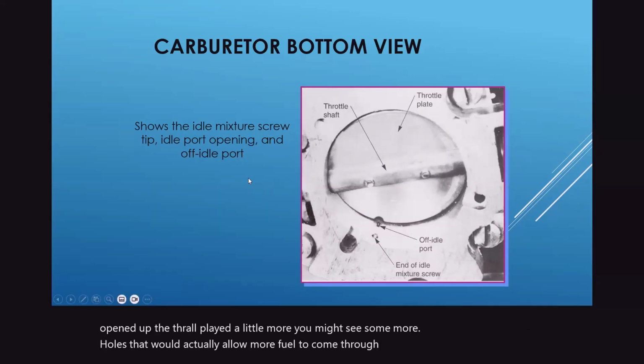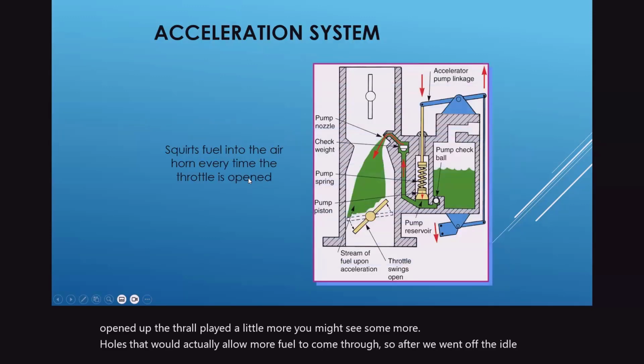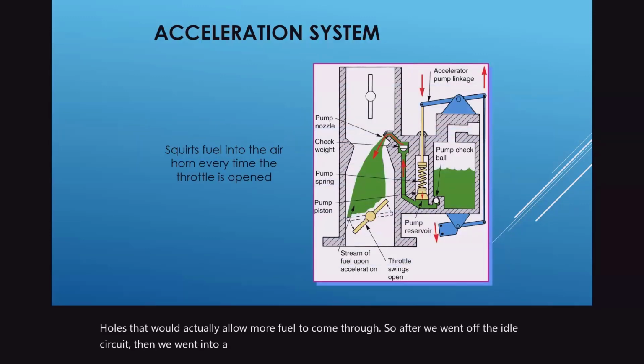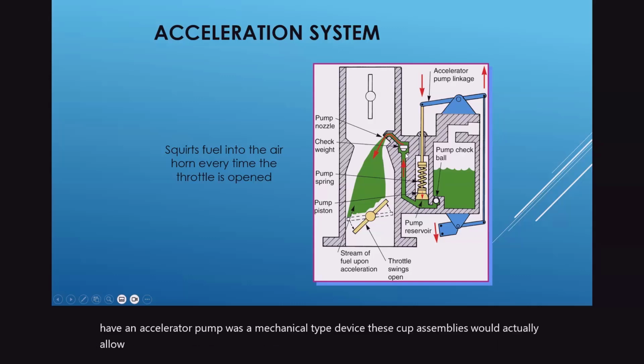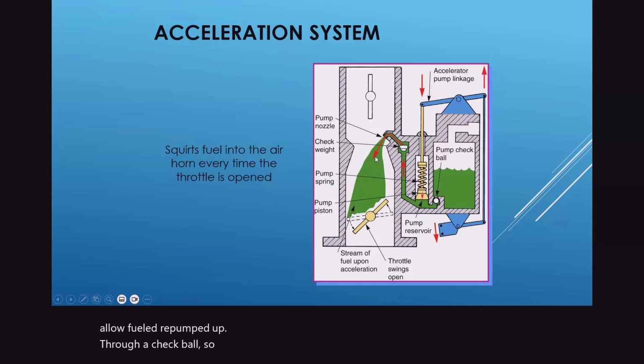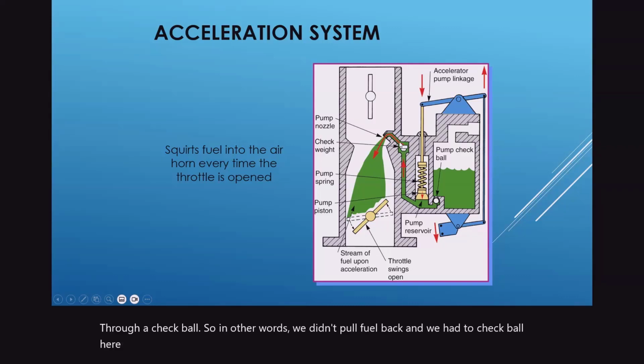So after we went off the idle circuit, then we went into an acceleration system. We'd have an accelerator pump. It was a mechanical type device. These cup assemblies would allow fuel to be pumped up through a check ball. In other words, we didn't pull fuel back, and we had a check ball here too. This will allow fuel to be sprayed out and to assist in accelerating.